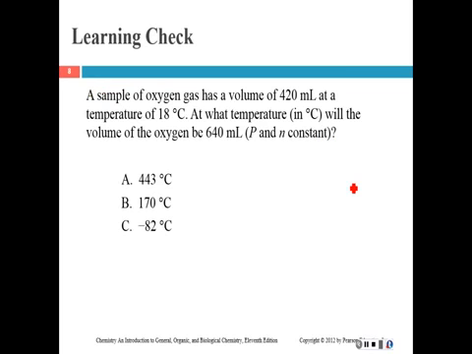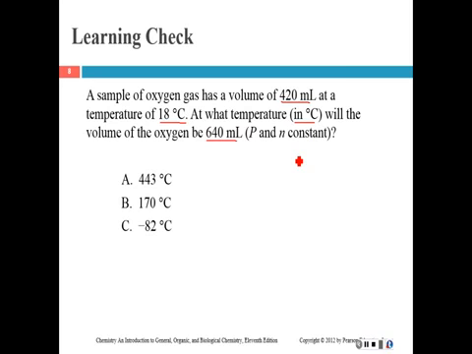Here's one for you to try. We have a sample of oxygen gas at a volume of 420 ml at 18 centigrade. What temperature in centigrade will the volume be at 640 ml? Now you notice it says what temperature in centigrade. You still solve the problem for Kelvin. Then after you solve the problem for Kelvin, then you convert to centigrade. Okay, why don't you give it a try.